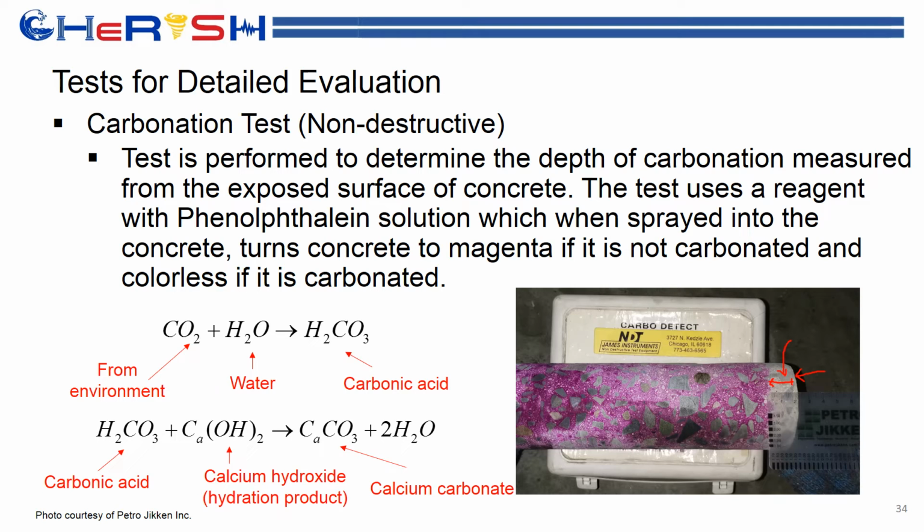And when these two react, they form what we call carbonic acid. Now, that carbonic acid, when reacted with calcium hydroxide, which is really one of the byproducts of concrete hydration, results in what we call calcium carbonate. Okay, and this is what makes the concrete surface hard, no?